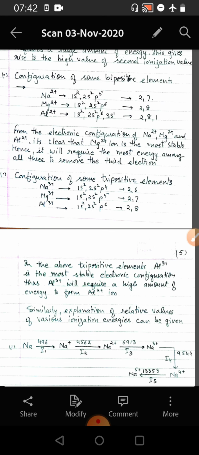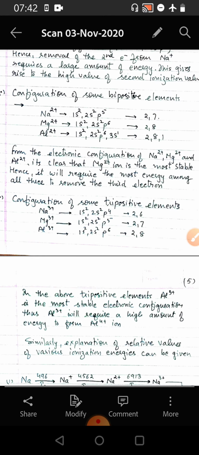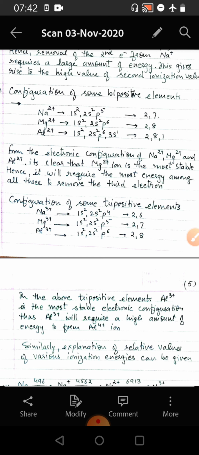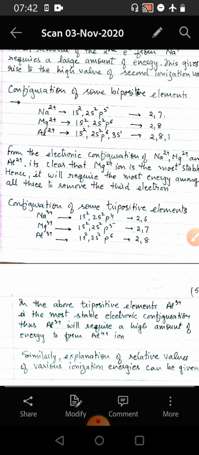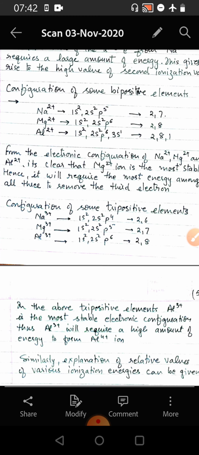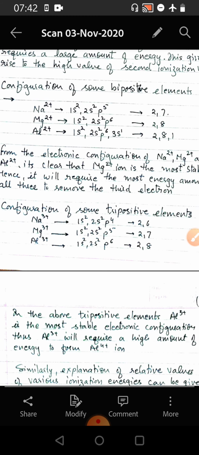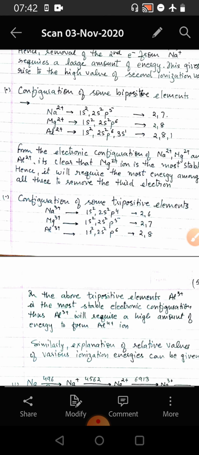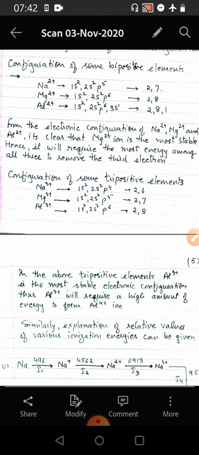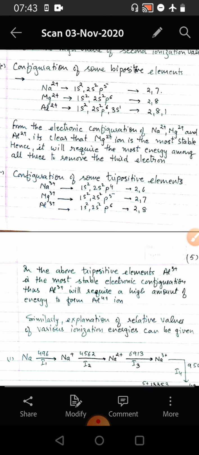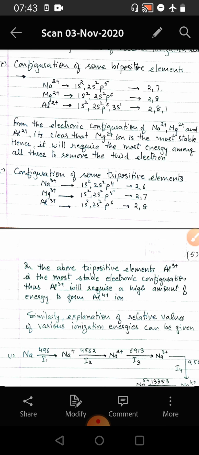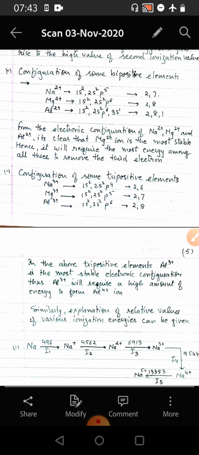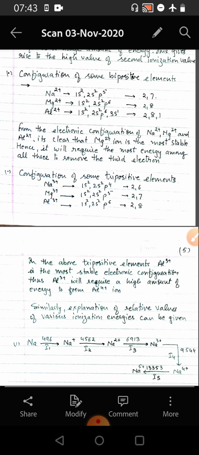Now we come to the configuration of some bipositive elements. If we compare, sodium 2 plus has electronic configuration 1s2 2s2 2p5, whereas Mg2 plus has 1s2 2s2 2p6, and aluminum 2 plus has 1s2 2s2 2p6 3s1. So if we compare these electronic configurations and relate them with the ionization energy, then we see that the magnesium ion is the most stable, hence it will require the most energy among all these to remove the third electron.